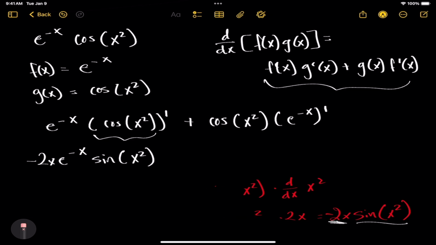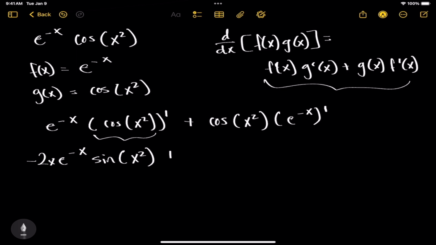And we're going to move on to the right side of the addition sign, the second term. So we're going to add, and we're going to rewrite cosine x squared. Nothing to do there. And then we have to take the derivative of e to the power of negative x. Again, you have to take the chain rule. And what that says is that we have to take the derivative of the outer function. The outer function is just e, and that just stays as e to the negative x for now.